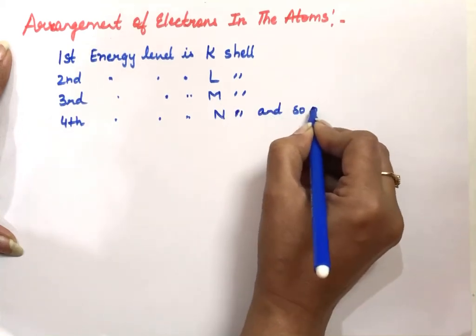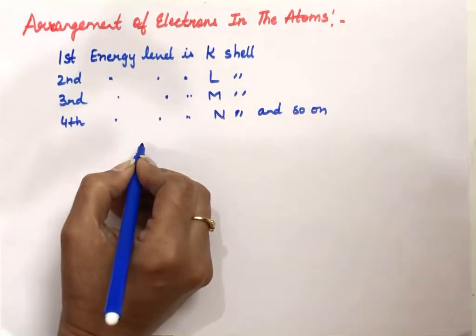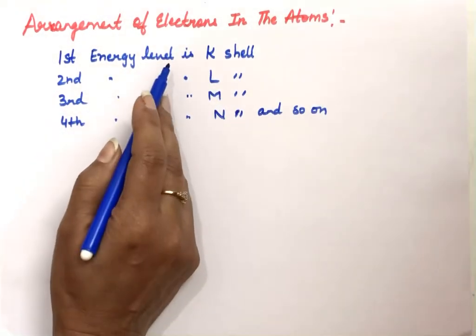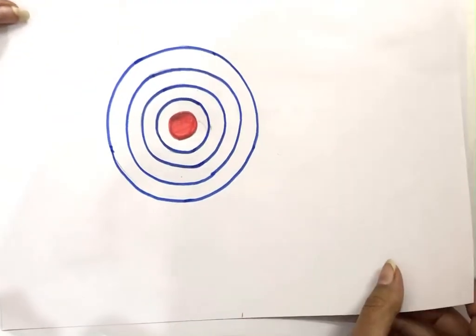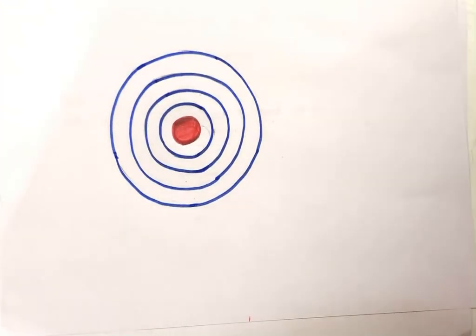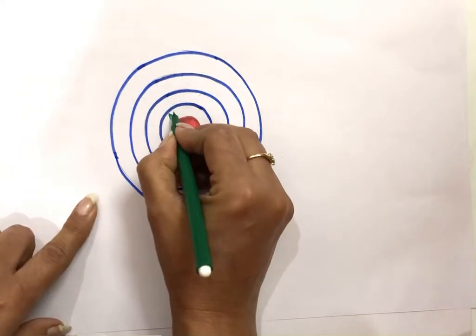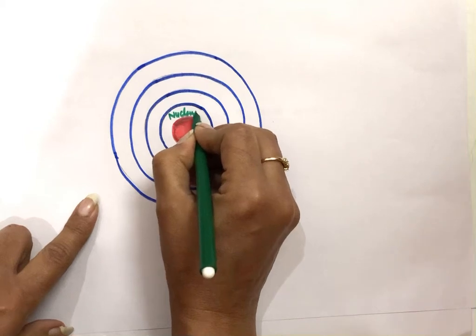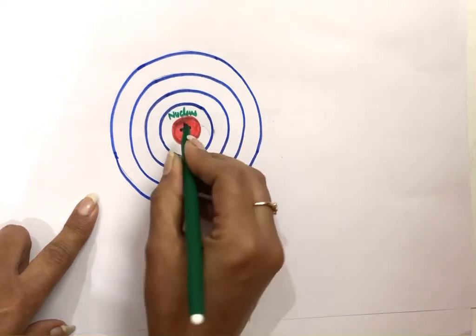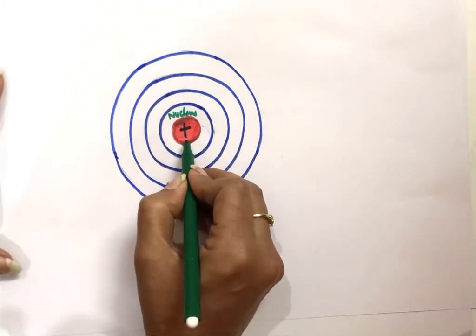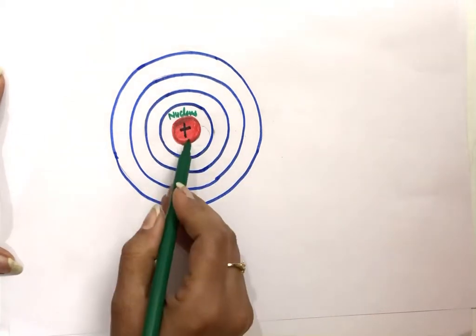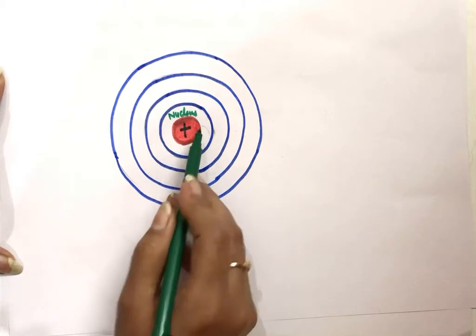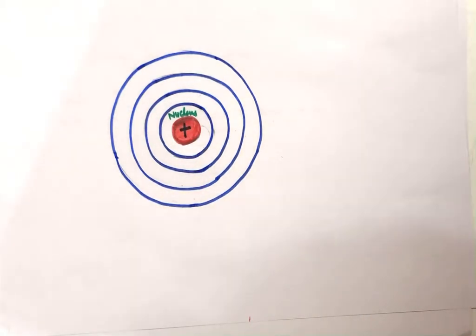In these shells we have to arrange electrons, and we have to learn in which shell how many electrons will be there. So in this diagram there are 4 shells around the nucleus. Shells are always around the nucleus. This is the nucleus, this red part. It has positive charge because there are protons and neutrons. Protons carry positive charge and neutrons are neutral. So because of protons, the nucleus has the positive charge on it.